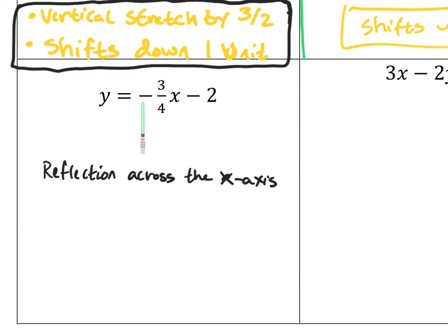All right, so by doing that, check. I know what the negative is saying. The next thing I need to look at is the number that is my slope. What is it? No, I don't care about the negative. It is the number 3/4. Is that number bigger than 1 or less than 1? It is less than 1. Since it is less than 1, that means we will have a vertical shrink.